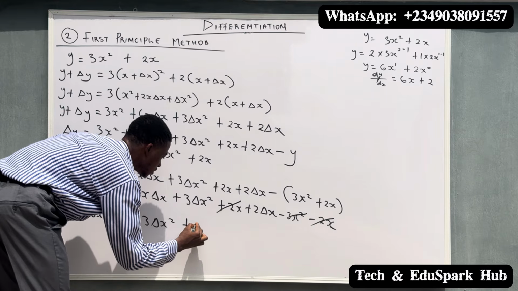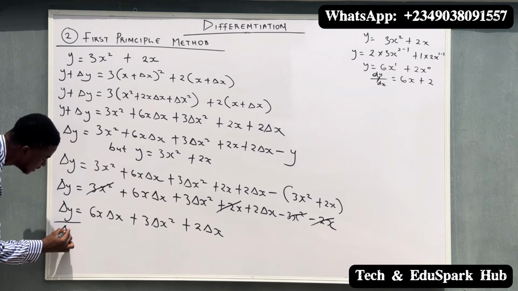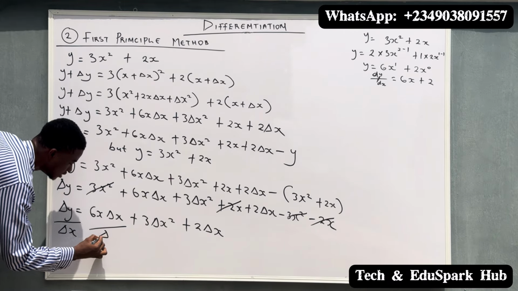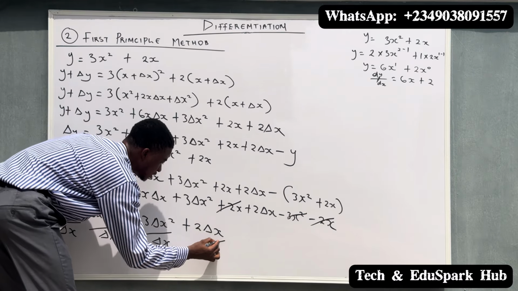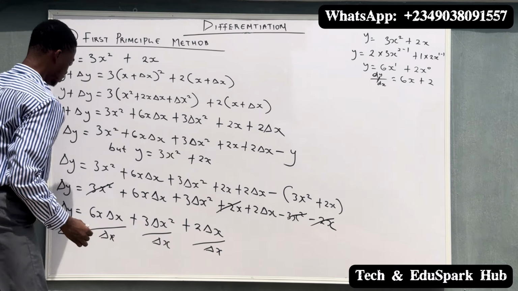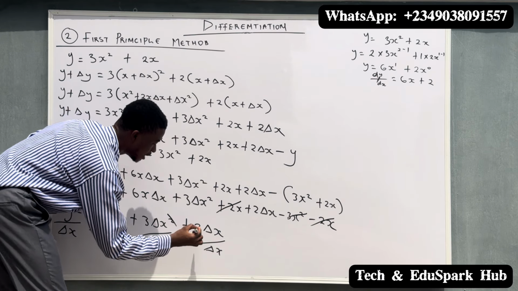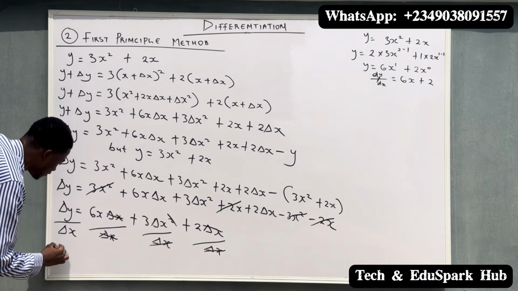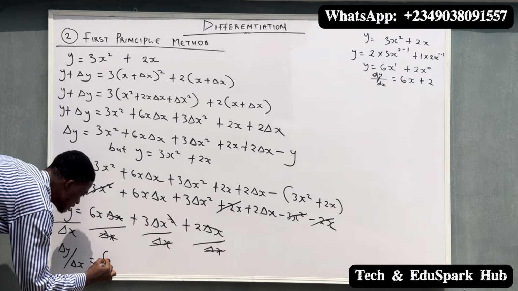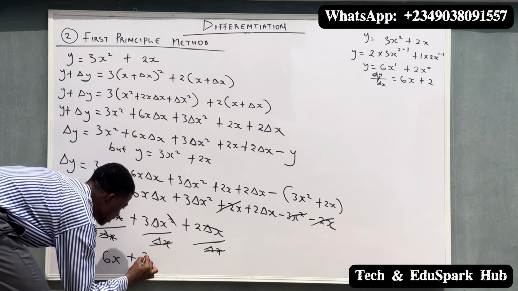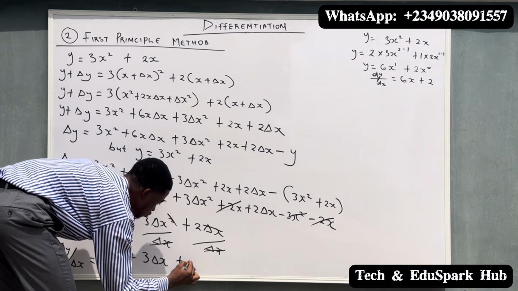So now that we have done this, the next step is to divide everything by change in x. So we divide by change in x, divide by change in x, and also divide this by change in x. So when we divide this by change in x, this will cancel, this will cancel, and also this will cancel. So we now have our change in y divided by change in x given as 6x plus 3 change in x, because this square will cancel this change in x, and we now have plus 2.